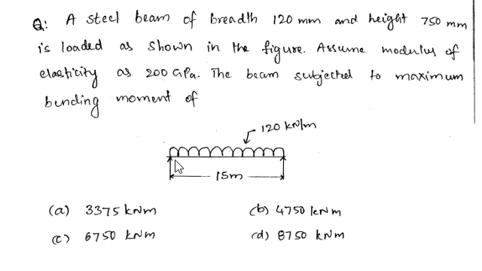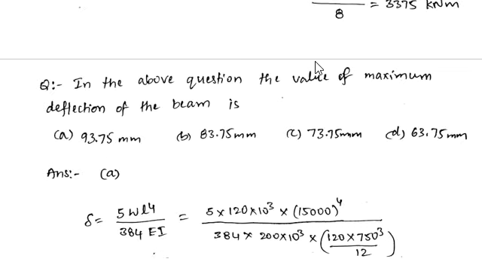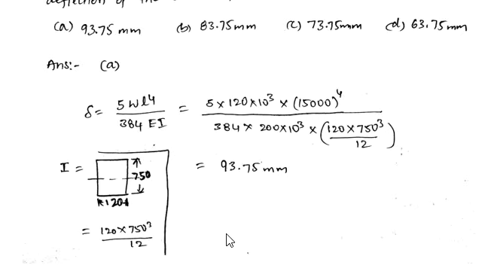So the cross section of the beam is rectangle. If you see here, breadth is given, height is given. So for a rectangular cross section, the I is given by BD cube by 12. So breadth is 120 and the depth or height is given 750. So B D or H cube by 12. That's what we are writing here in the place of I, 120 into 750 cube by 12. So when you simplify that, we are getting the maximum deflection for this case as 93.75 mm. So option A is the right option here.